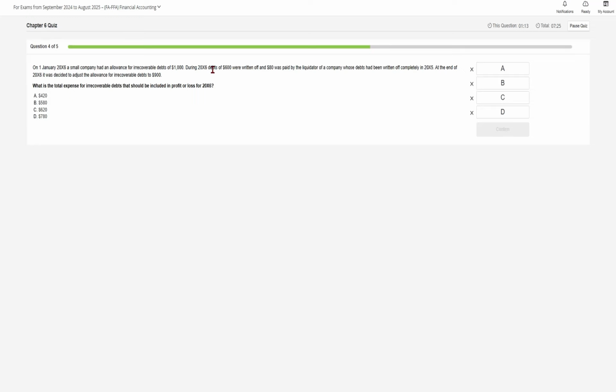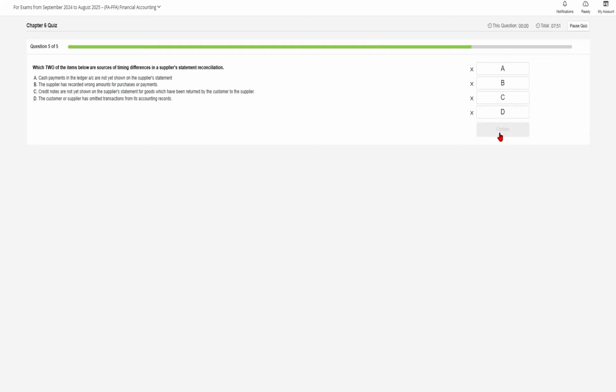Alright. Next, this 600 has been written off in the current accounting period. So that means this 600 will be shown as a debit in the P&L. So 600 minus 100 is 500 now. And this 80 has been paid by the liquidator, so it is recoverable. So it will be again credited to the P&L. So 500 minus 80 will give us 420.